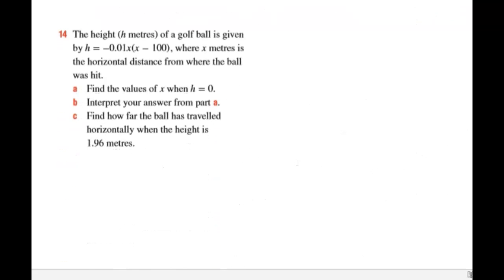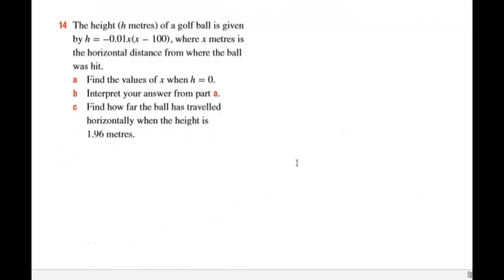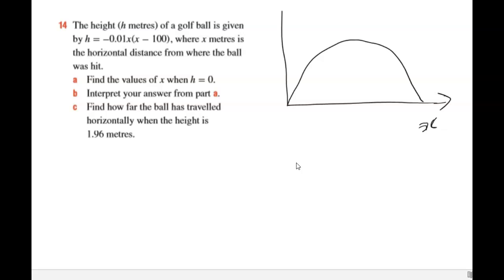Okay, let's move on to the last question. So the height, h meters of a golf ball is given by same thing. Okay, so here's your golf ball. Whee! That's the sound a golf ball makes, by the way, if you haven't heard one up close. Where x meters is a horizontal distance from where the ball was hit. So your horizontal is x meters. So this time it's the horizontal distance, not time. And h is your height. Okay, find the value of x when h equals 0.